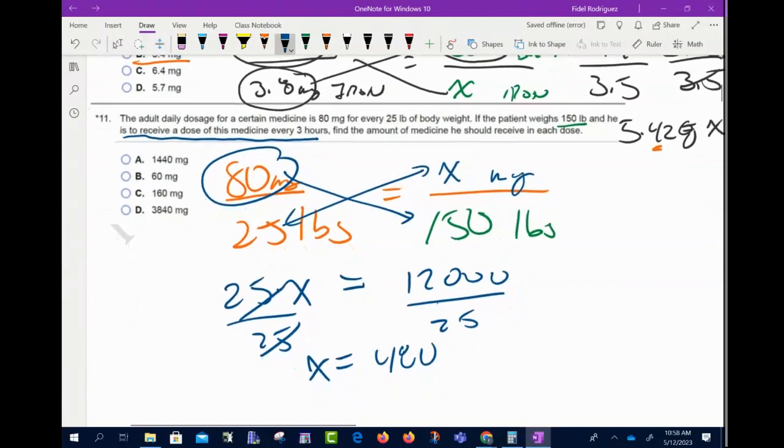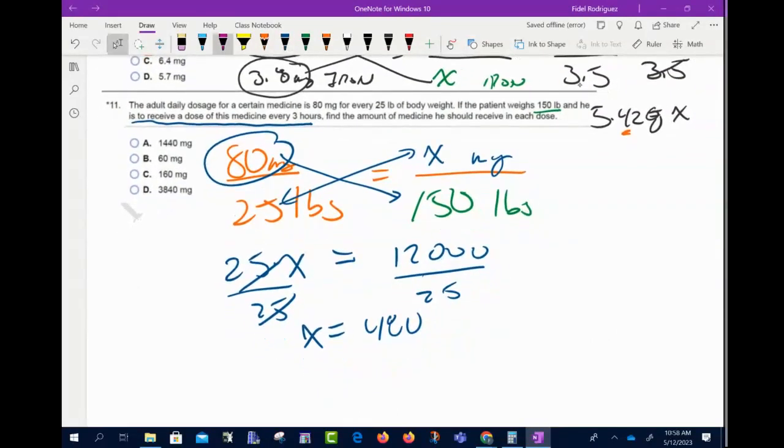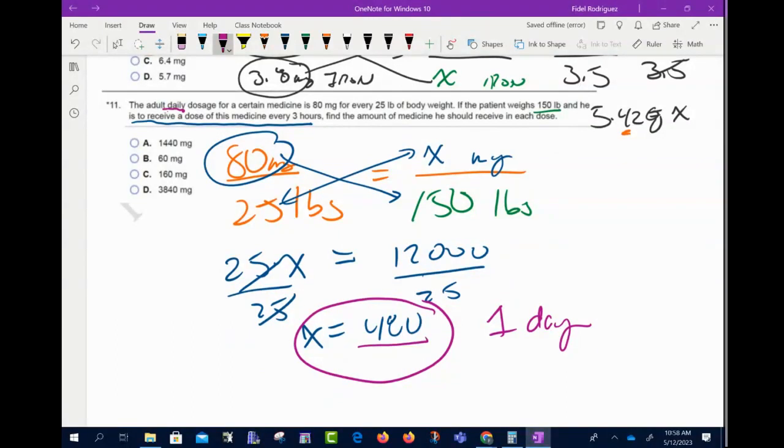Well, let's see. He's going to get a dose of this every 3 hours. Okay. I want you to notice something here, y'all. Look what it says. The adult what? Daily. Okay. So this is how much he's supposed to get in what? In one day, right? That's how much he's supposed to get in one day. Okay. Now let's figure out the next part.